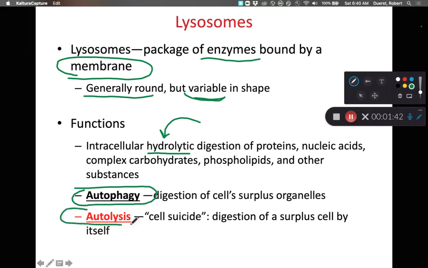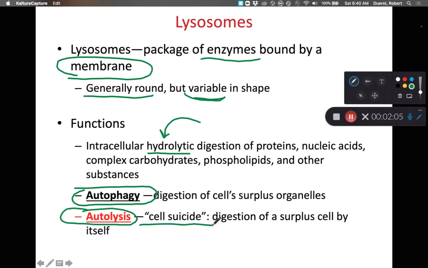We also could have autolysis. Autolysis is referred to as cell suicide. Every once in a while, a cell just needs to self-destruct. It may be a precancerous cell where for the overall good of us as an organism, we need to have that particular cell kill itself. And it will destroy itself so that we don't have a cancerous tumor form in our body.